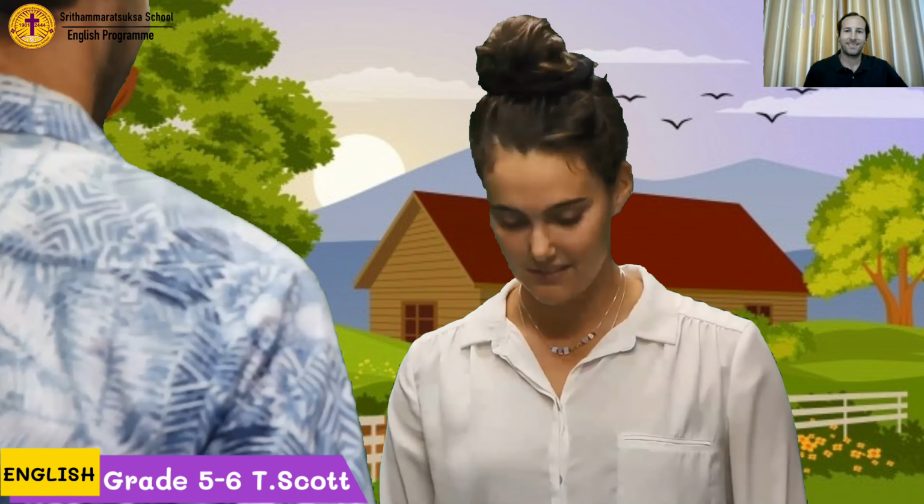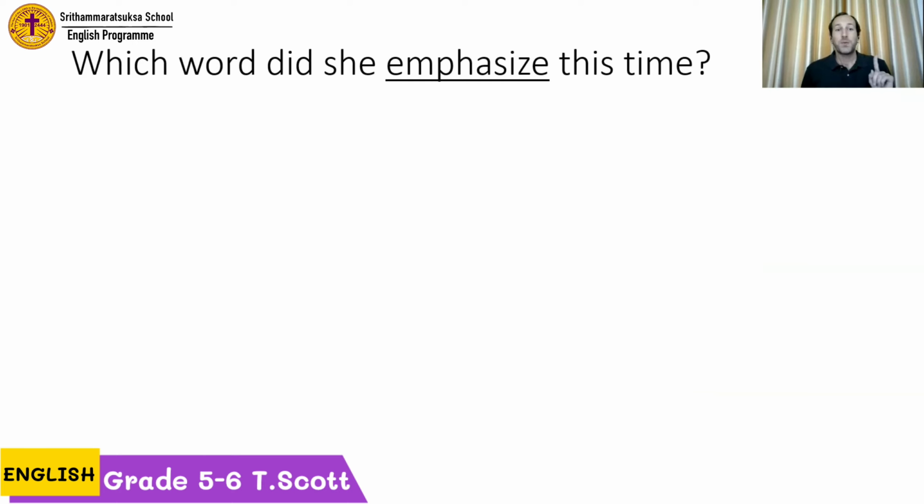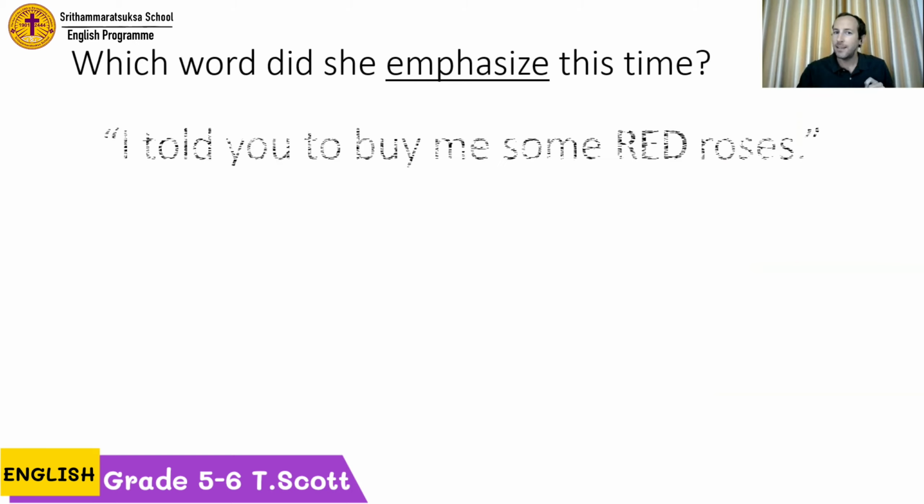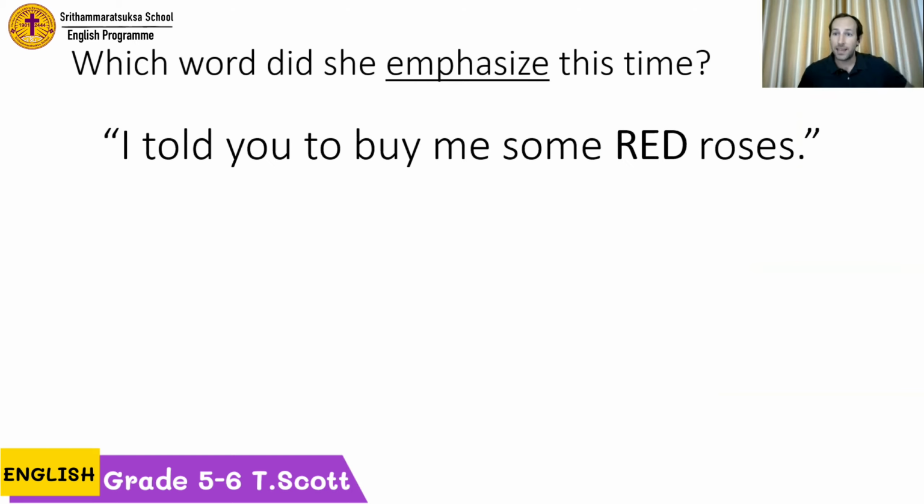I told you to buy me some red roses. Step 1, which word did she emphasize this time? Remember, since it's a game, the emphasized word will be different every time. Did you hear which word was louder and longer than the other ones? If you said red, you are correct. Teacher Kate said, I told you to buy me some red roses. Emphasis on red. Now for step 2, what does that mean? Why did she emphasize the word red?